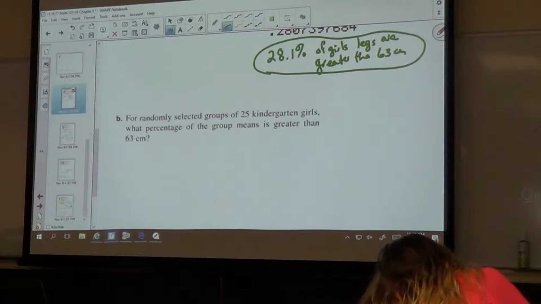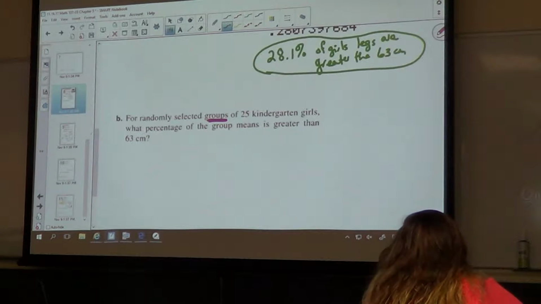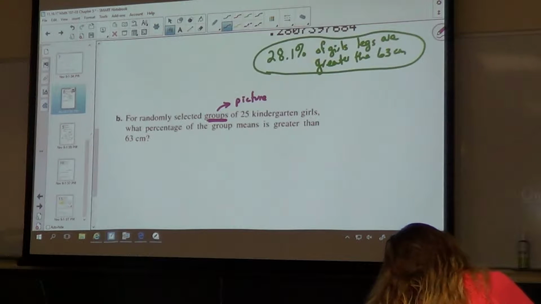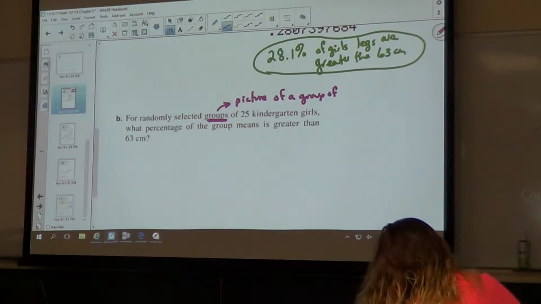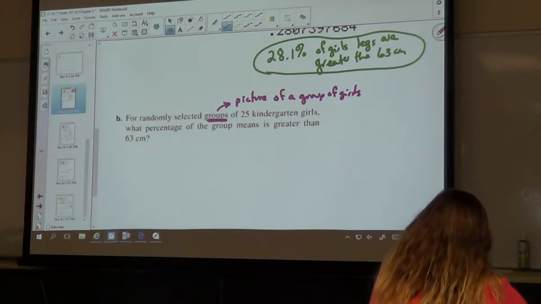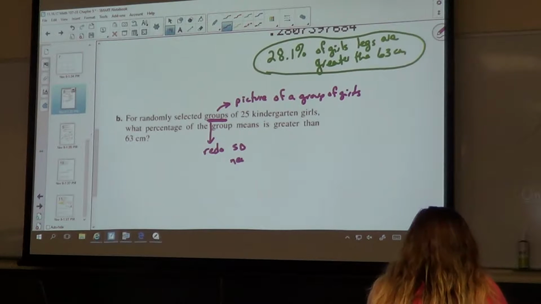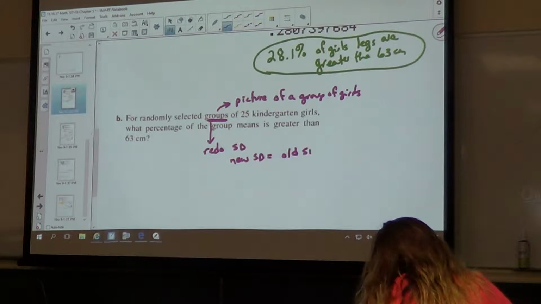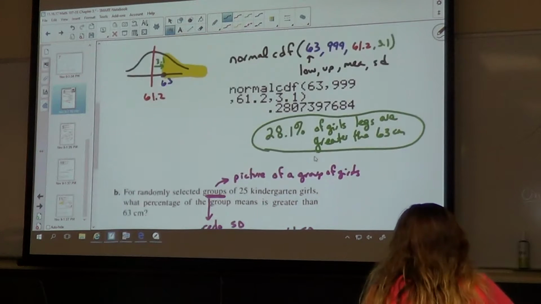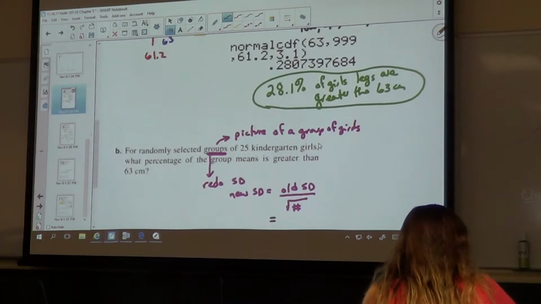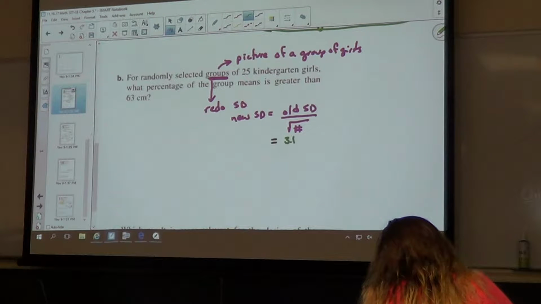Now, this one says a group of girls. So now this is when we take a picture of a group of girls. Because it's a group, we have to redo the standard deviation. The new standard deviation is the old standard deviation divided by the square root of how many people were in the picture. What was our old standard deviation? 3.1. Divided by the square root of 25, because there are 25 people in the picture.